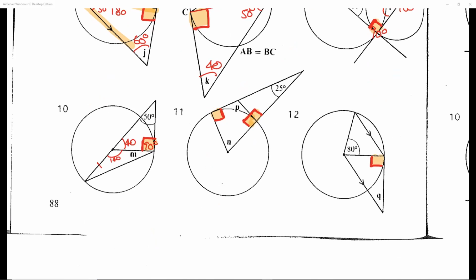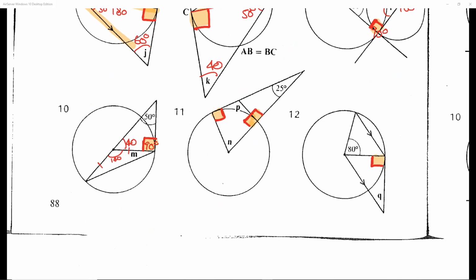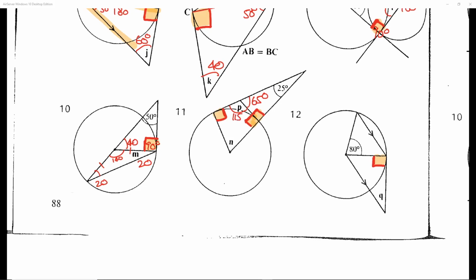40. And these two are the radii. So that will be 20 and 20. Lovely. So that's 25, that's 90. That will be 65, and that will be 180 minus 65, 115. 150. And this one will be 65.